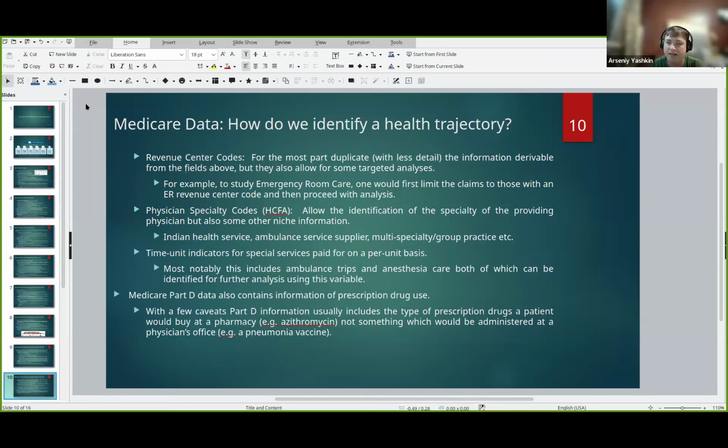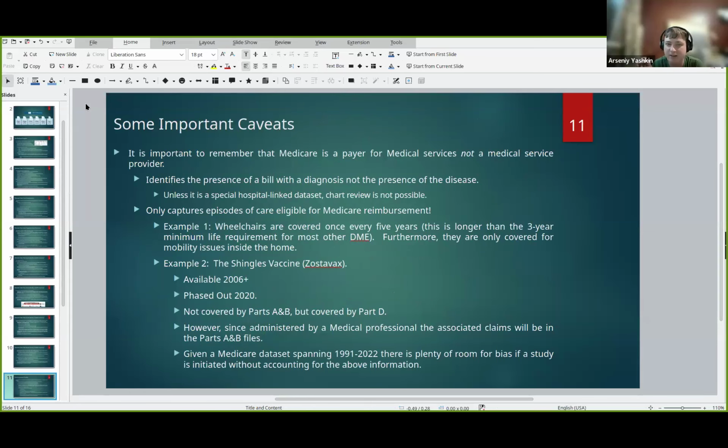And Medicare Part D also allows us to get into drug use. Just keep in mind, these are the things that you buy at a pharmacy, such as azithromycin, not something which would be administered at an outpatient location or a physician's office, like a pneumonia vaccine. Now, there's a lot of difficulties involved.